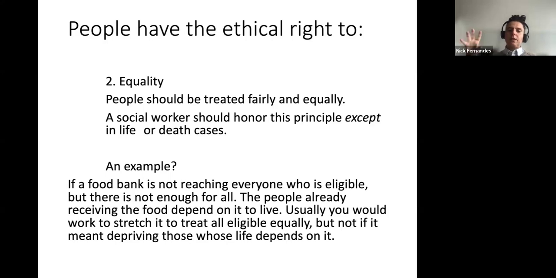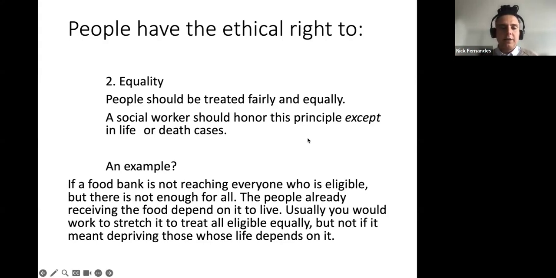So our goal would be to get everybody less food, but as many people as possible benefit from the food. But if the food amount that they're getting from the food bank or the food program in your community is not enough for them to live on, then the right to life trumps that right.